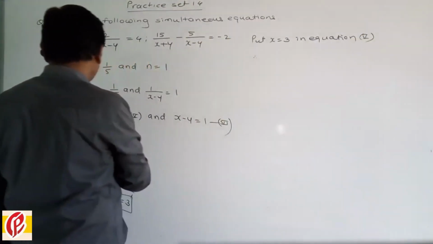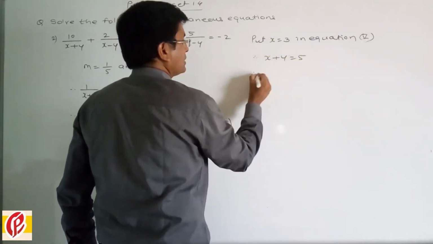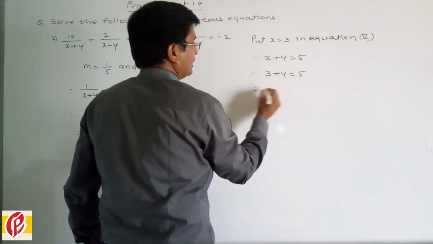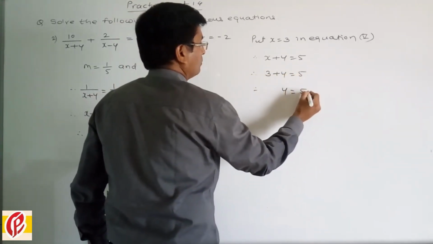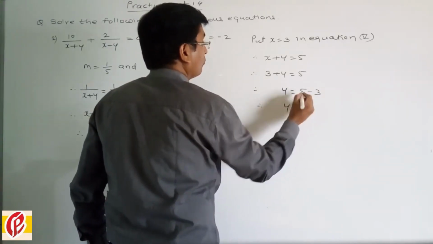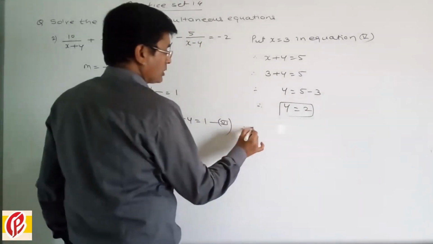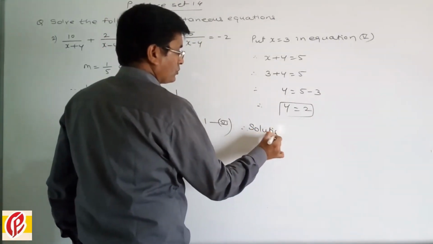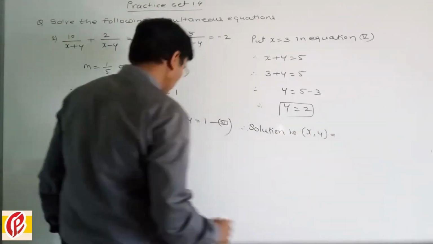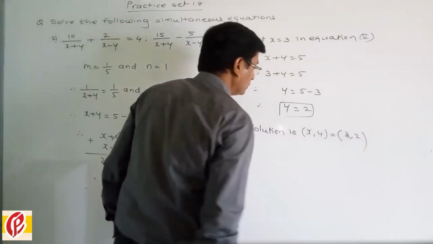Therefore the 5th equation is x plus y is equal to 5. Replace this x with 3. 3 plus y is equal to 5, and therefore y is equal to 5 minus 3, and therefore y is equal to 2. So we get the solution. The solution is x comma y is equal to, what is the value of x? 3, and the value of y is 2.